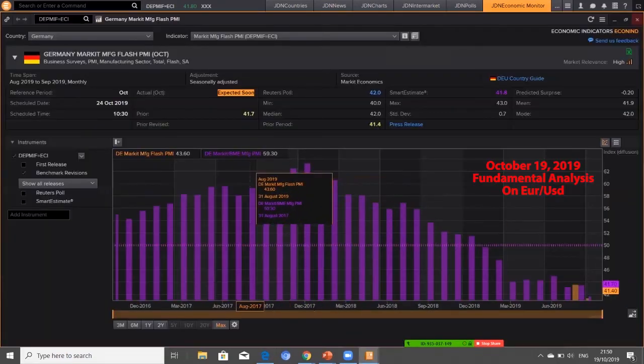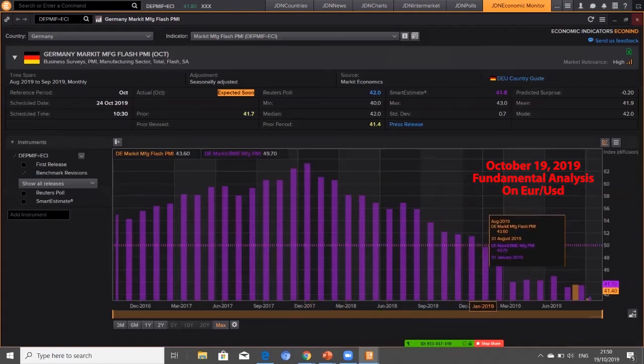And as you can see, the manufacturing sector is in a declining trend since early 2018. It's now below 50, which is contraction territory, which can lead to a recession.